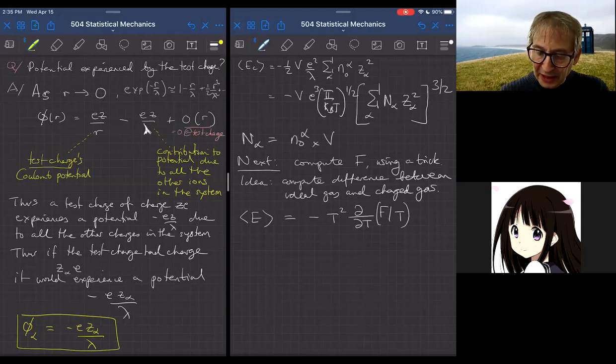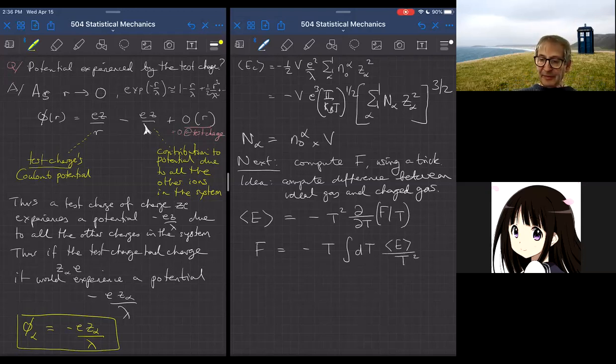And so what that says is that if I integrate this equation, F is equal to minus T times the integral dT of the expectation value of E over T squared. So if I were to put in some limits to this, from, say, T1 to T2, then this would actually be delta F, which would be F of T2 minus F of T1. So we could calculate that.